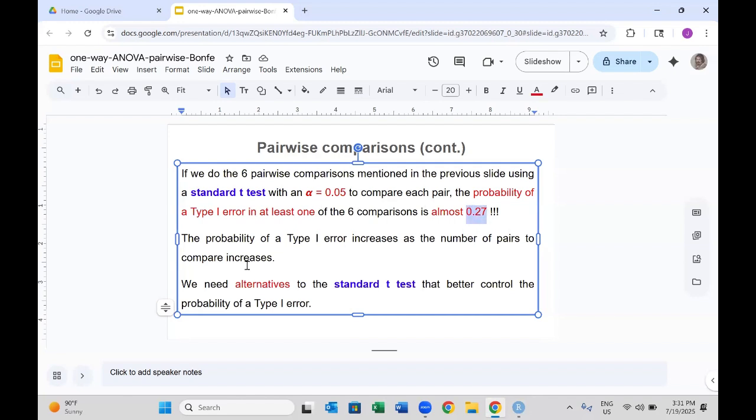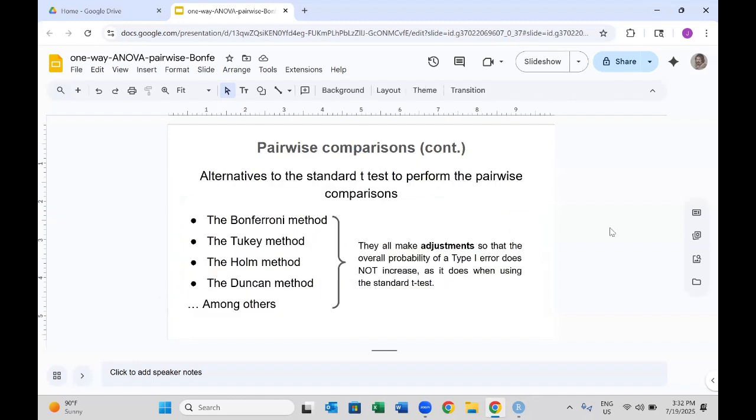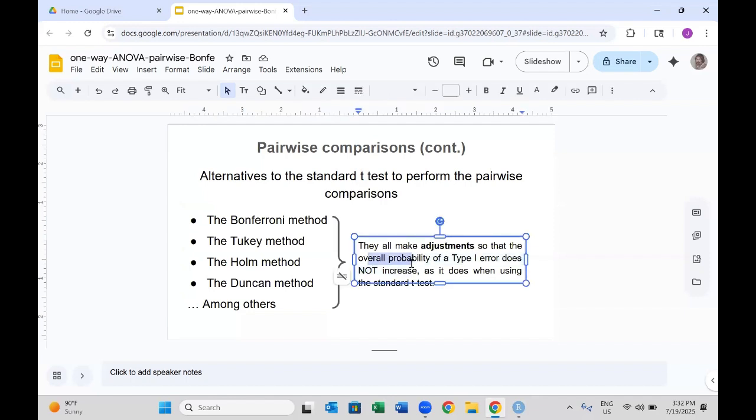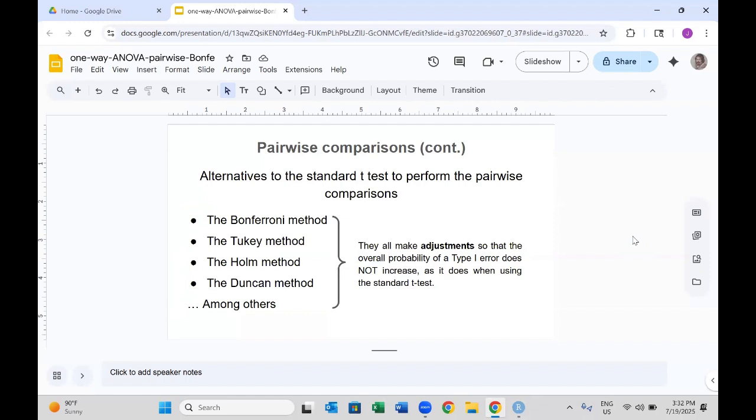So that's unacceptable. That's why we need to find alternatives to the standard t-test that better control the probability of a type 1 error. And those alternatives are the Bonferroni method, Tukey, Holm, Duncan, and many others. And what they all do is they make adjustments so that the overall probability of type 1 error, the 0.27, we don't get a probability like that. We get a lower probability, okay? Now, in this video, we're going to focus on the adjustments made by Bonferroni. Great. So let's jump into R.